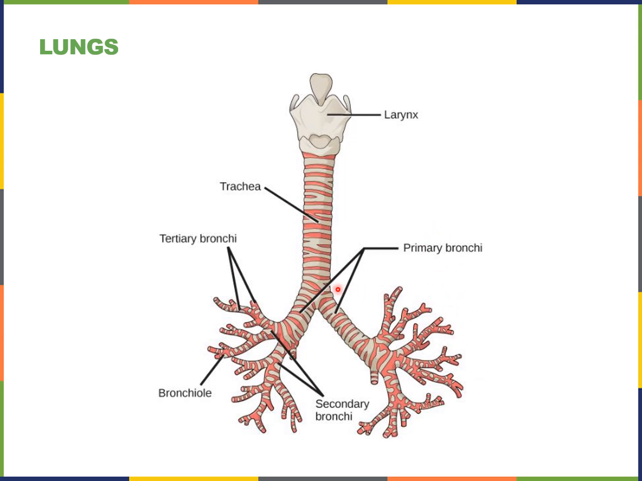Okay, so we first branch off into our bronchi, and we go into the primary bronchi, followed by the secondary bronchi, into the tertiary bronchi, and then leading into the bronchioles. So we're gradually getting smaller here. We're actually decreasing the area, but increasing our surface area as we get smaller.